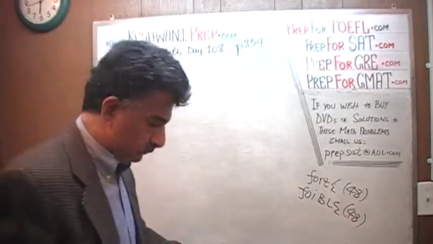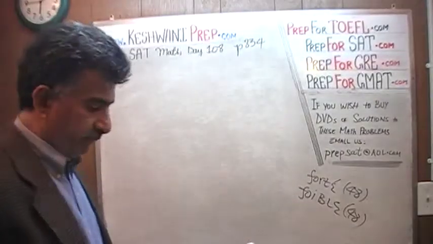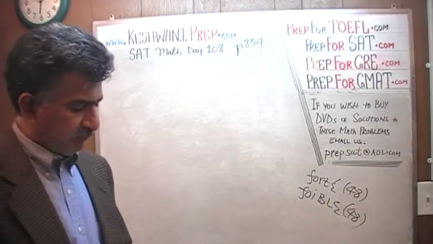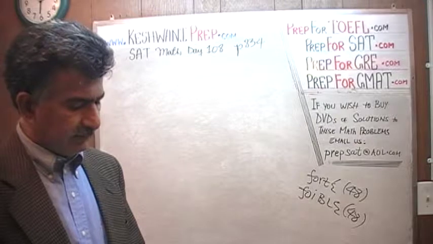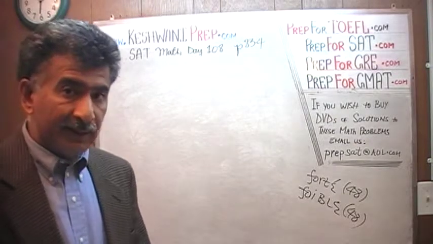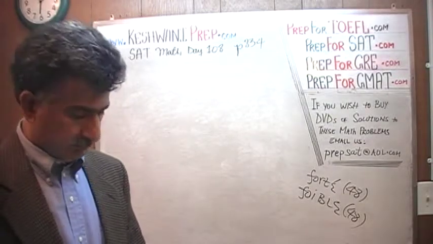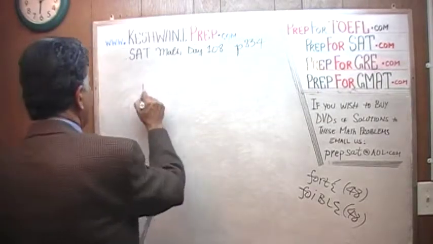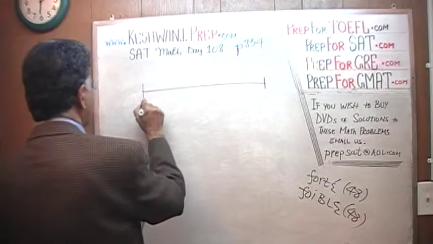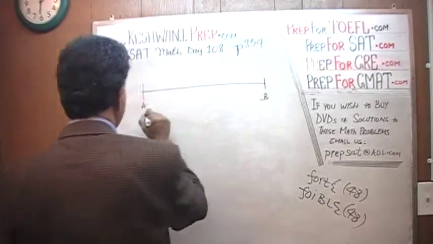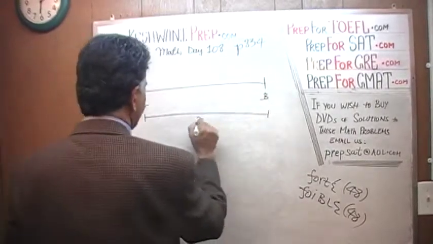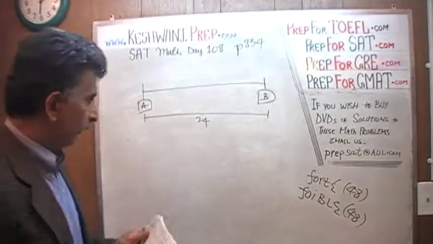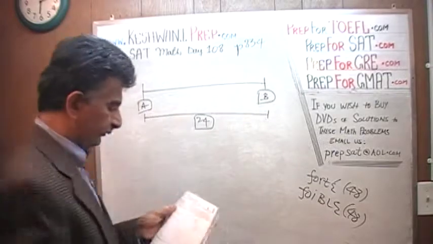Page 834. 5 points A, B, C, D, and E lie on a line, but not necessarily in that order. AB has a length of 24. So A to B, we know for a fact has a length of 24. So those points are fixed. That is fixed. It's 24. Let's put a box around it so we know it's fixed.